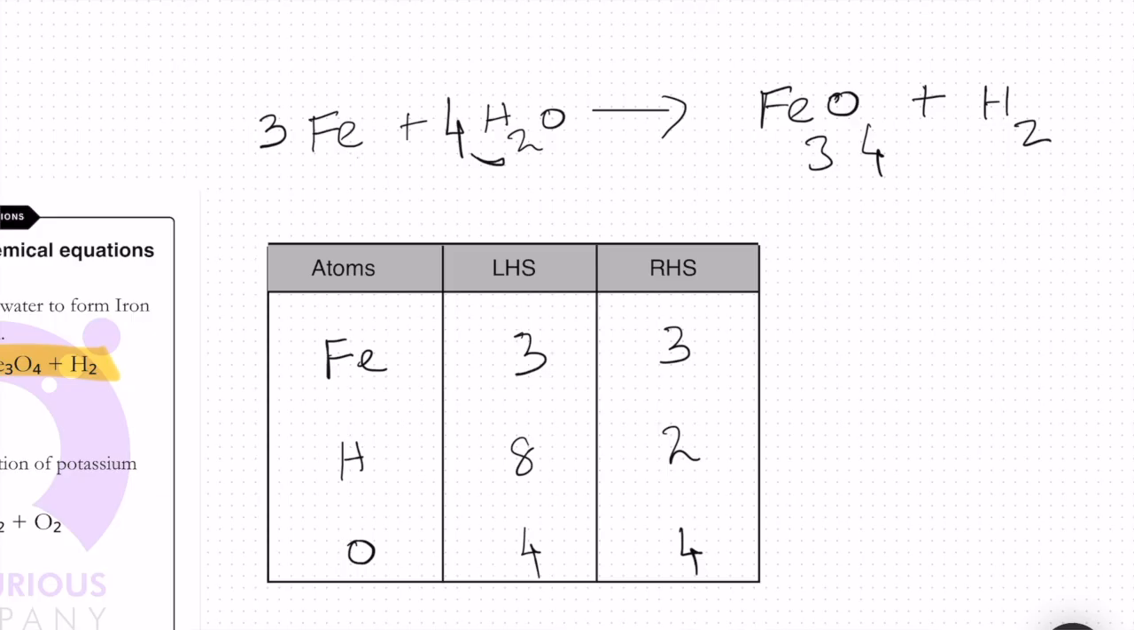Just like iron, hydrogen is also a singular element. It is not in a compound, which makes it easier. We can once again multiply by 4 for hydrogen here on the RHS, or the product side, which gives us an equation like this. So once again, we have successfully balanced the equation of iron and water reacting together to form iron oxide and hydrogen gas. Let's move on to the next equation.